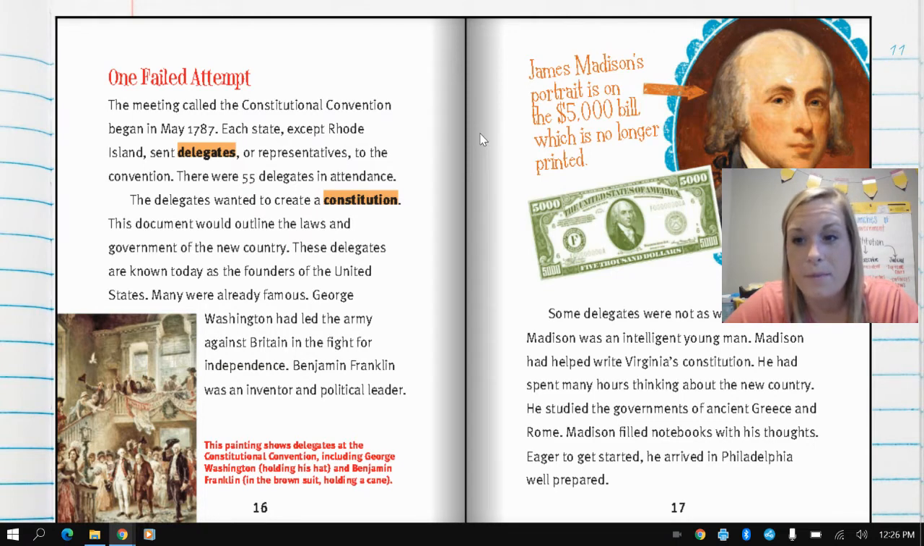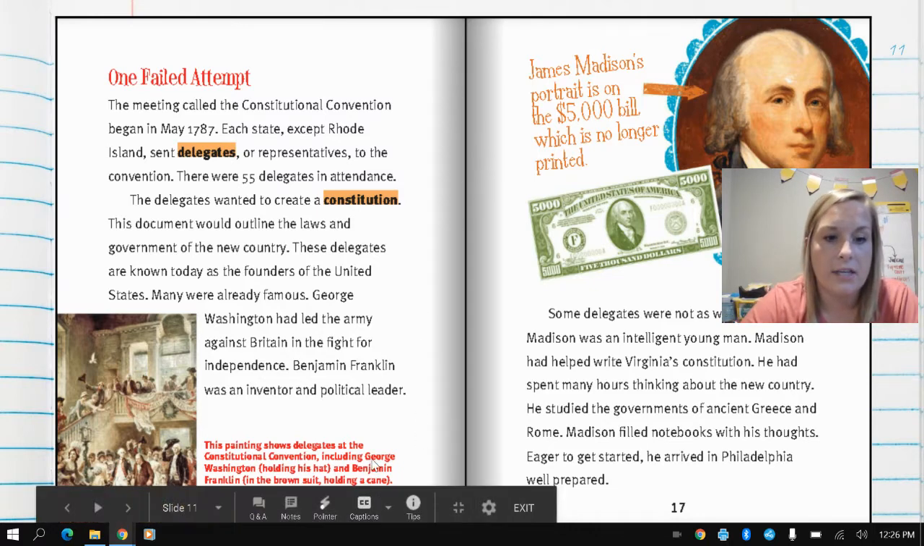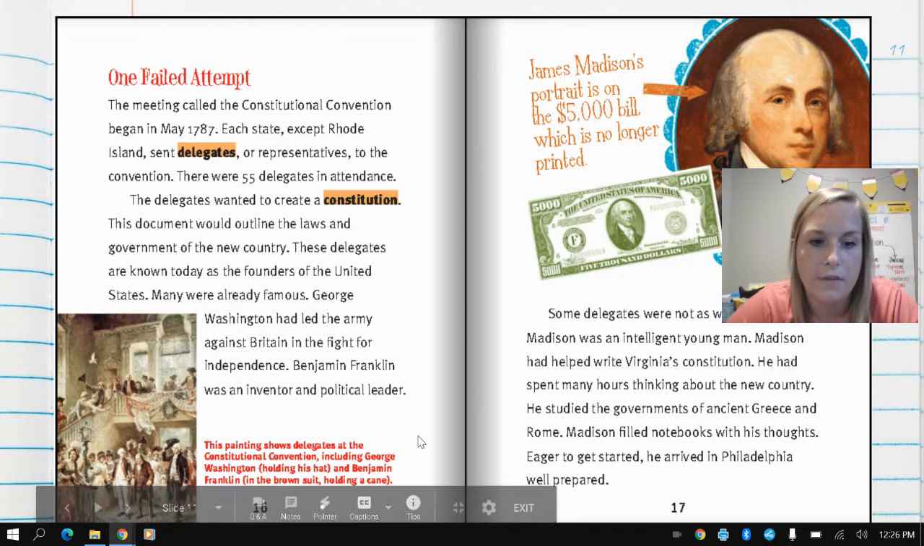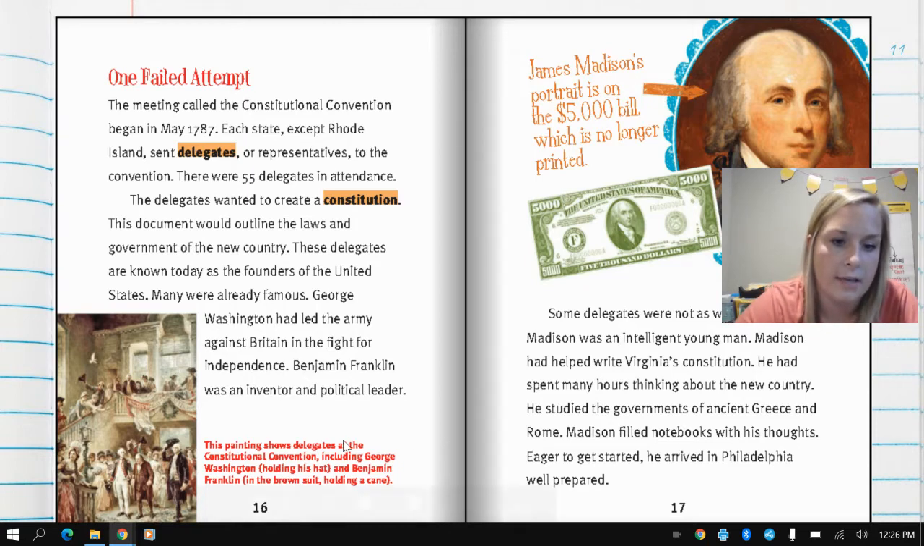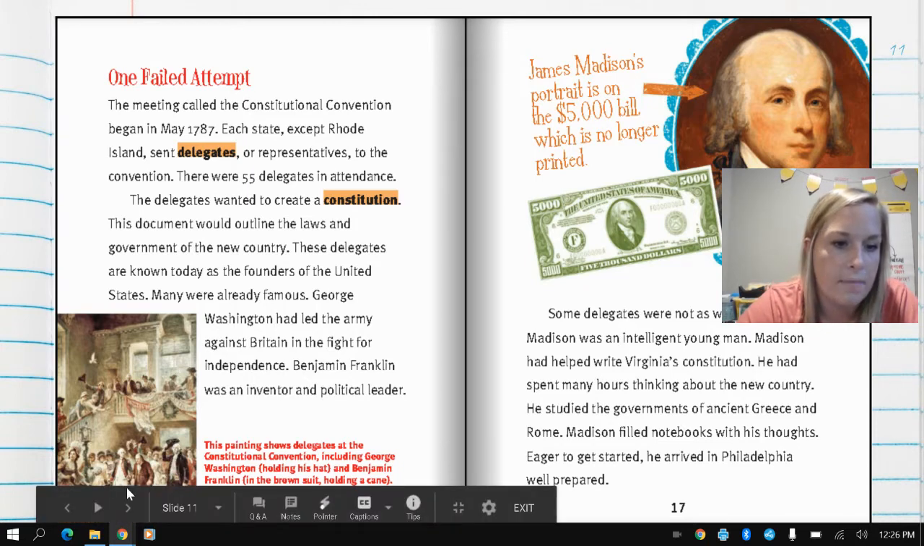Many were already famous. George Washington had led the army against Britain in the fight for independence. Benjamin Franklin was an inventor and a political leader. And down here, our caption says this painting shows delegates at the Constitutional Convention, including George Washington holding his hat and Benjamin Franklin in the brown suit holding a cane. So you have George Washington and Benjamin Franklin.